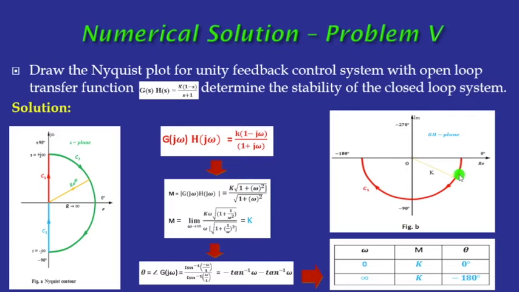When omega is increased, the magnitude is always the same. So this curve crosses 0 degree to minus 90, then minus 180. This magnitude is always the same. So this gives the half circle for the C1 path.